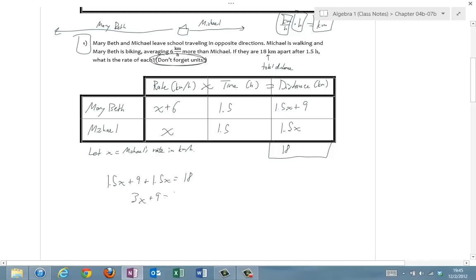3x plus 9 equals 18. Subtract 9 from both sides, you get 3x is equal to 9. x is equal to 3. And then we have to go back to say, what is the problem actually asking? It's asking for the rate of each.